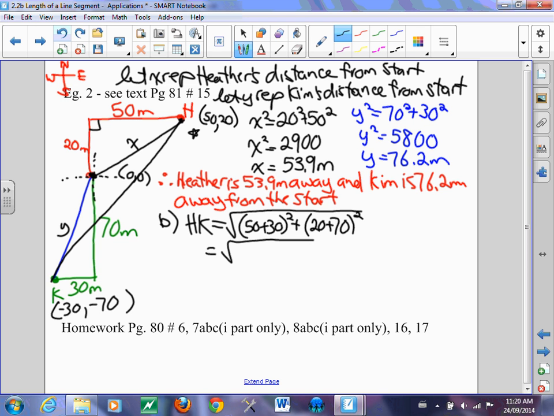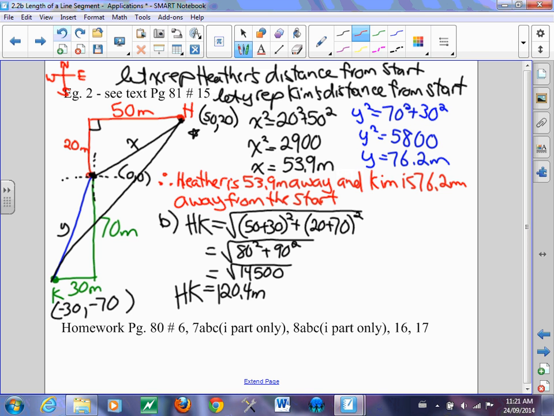Do some simplification in your calculator. You're going to get 80 squared plus 90 squared. That takes the square root of 14,500. So HK equals 120.4 meters. Okay, so you could say, I'm just running out of room, therefore Kim and Heather are 120.4 meters away.